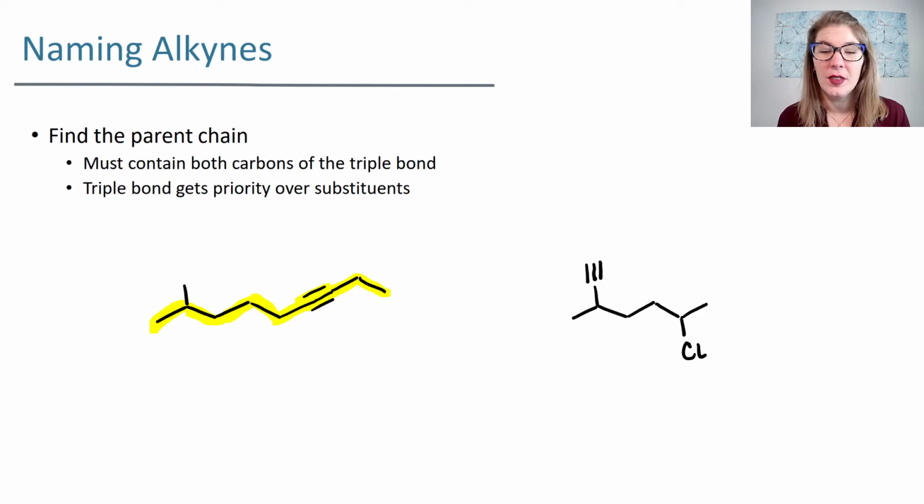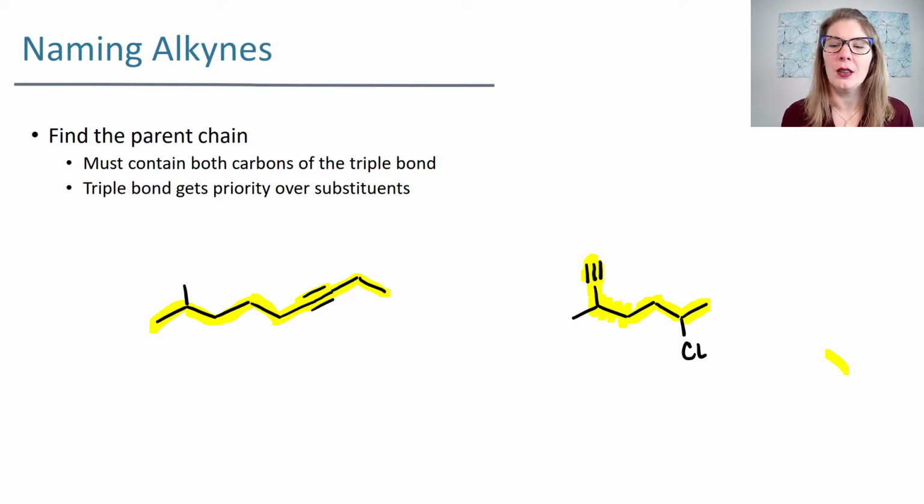doesn't actually matter. For the next one, the way that it's drawn, that zigzag in the center, that would draw your eye into thinking that this might be the parent. But remember that we need to include the triple bond in our longest continuous carbon chain. So we're actually going to start up here and go this way so that we get our longest continuous carbon chain that contains both carbons of the triple bond.